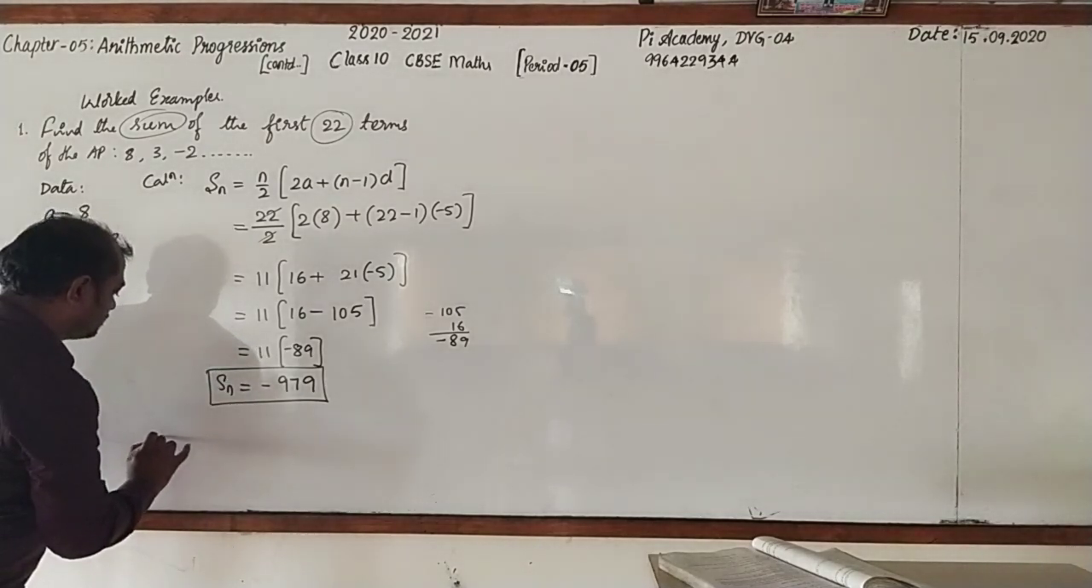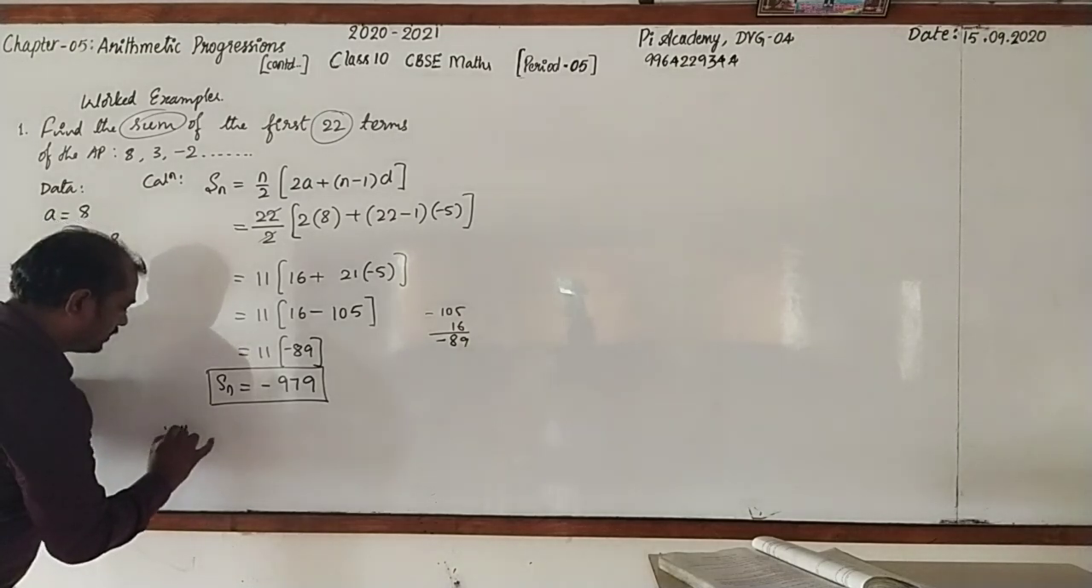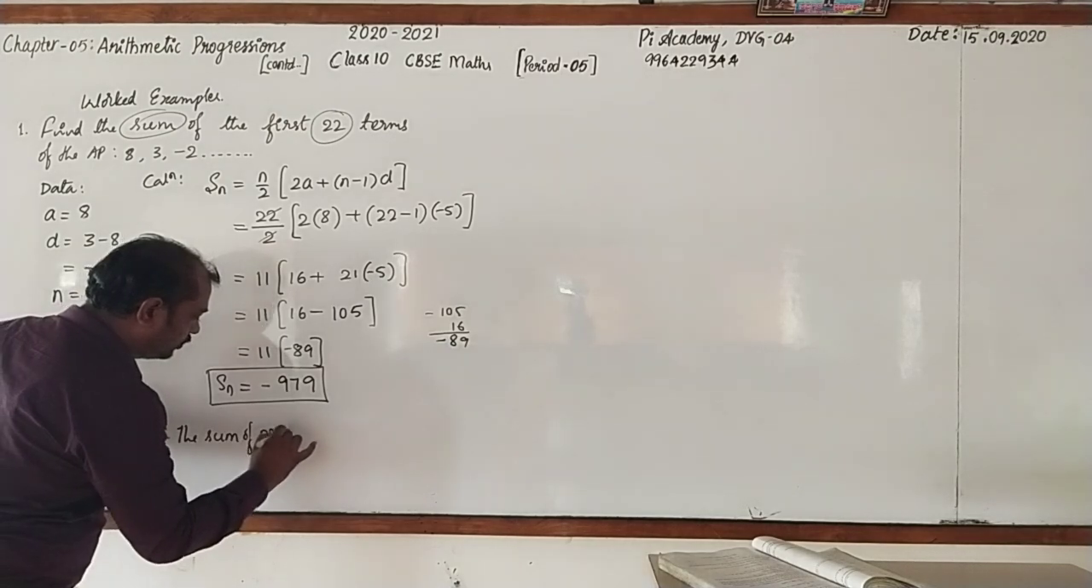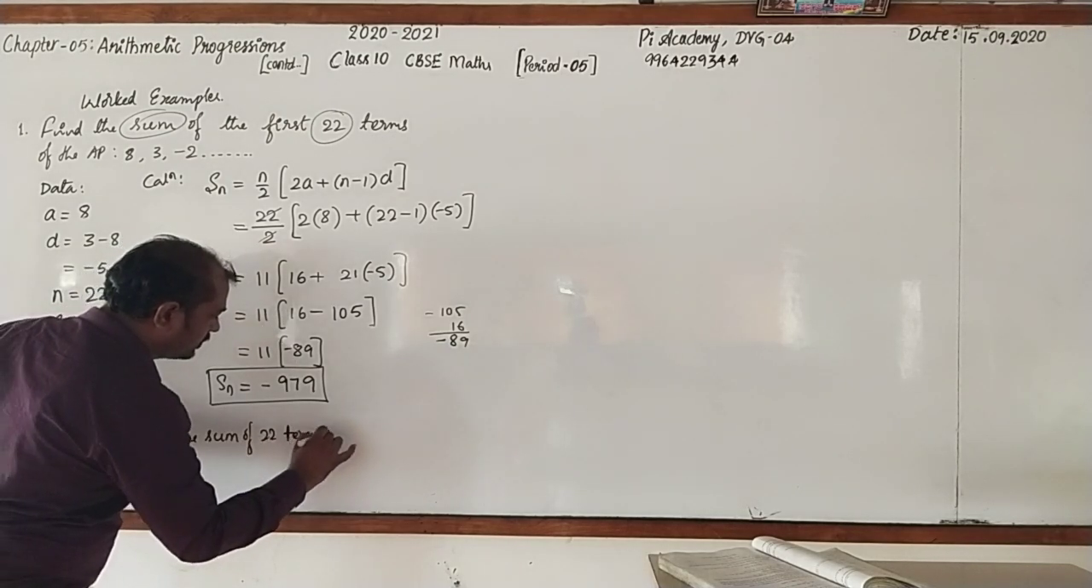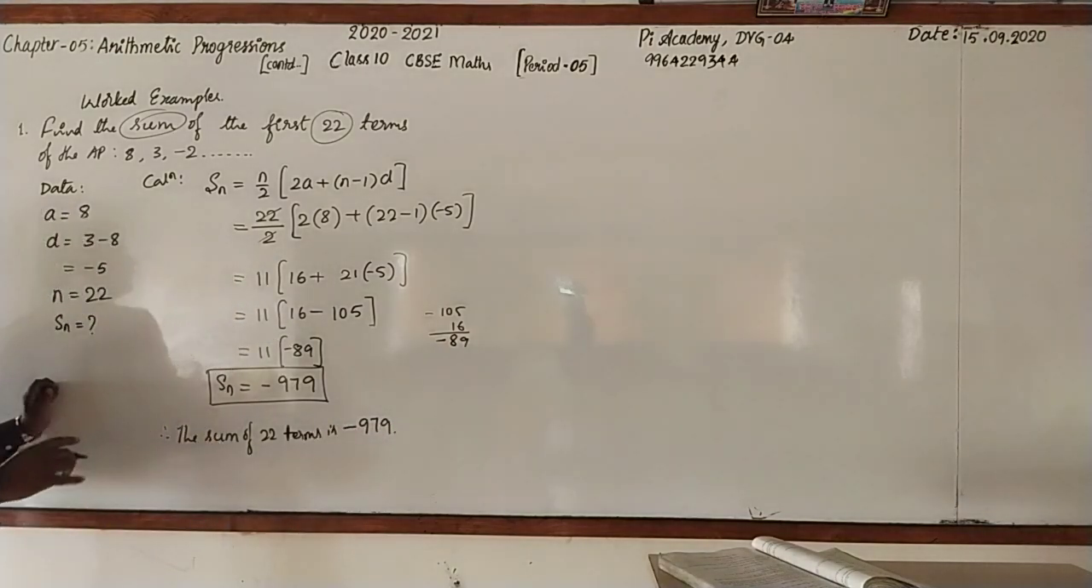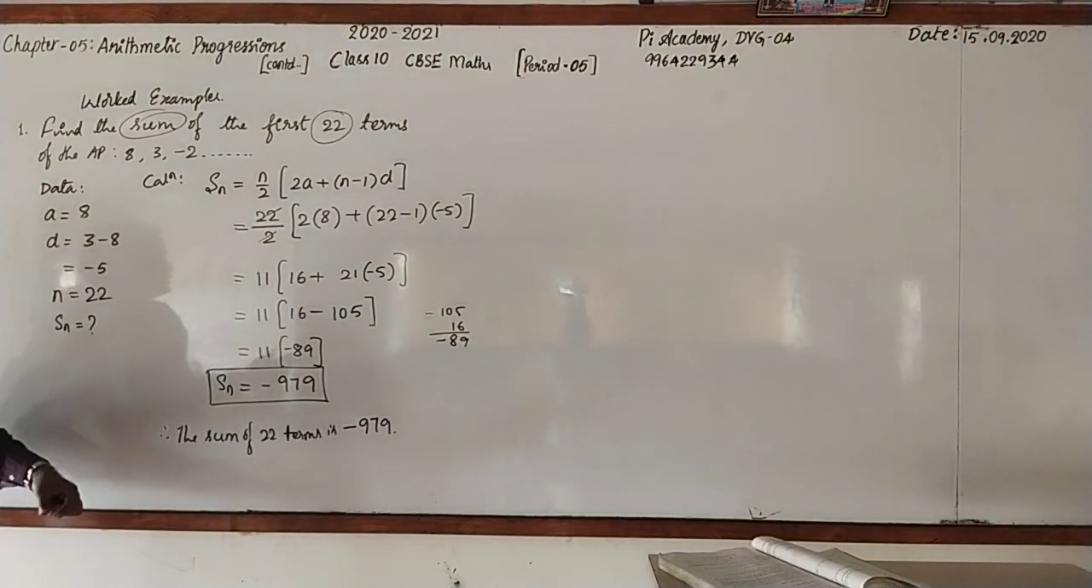Here I will write the conclusion. Therefore, the sum of 22 terms is minus 979. Hope that you have understood. Please go for copying this.